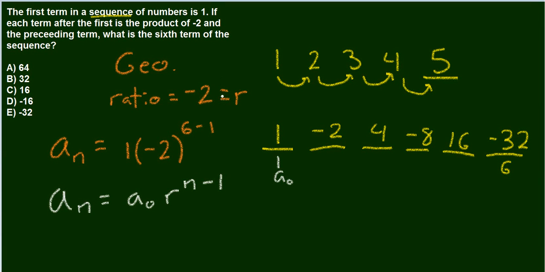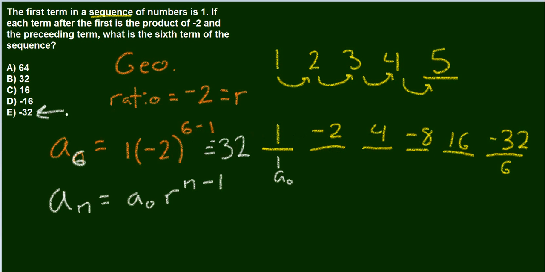Your ratio, we already discovered, is -2, because you're multiplying by -2 each time. And finally, your n: we're trying to find the 6th term, so n is going to be 6. We know that we only actually multiplied by -2 5 times, so it makes sense that 6 minus 1 is 5. Then that gets you -32, which is what we wanted. So we know what our answer should be.